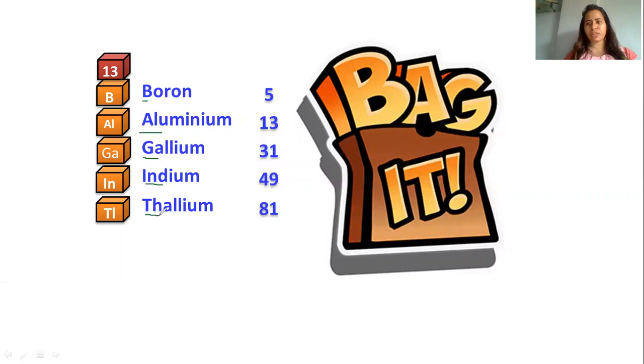If you want, you can go for Thailand also. Bal Ganesha in Thailand. There's a very big Ganesha statue in Thailand, so you can go for that. But you need to remember the symbol is Tl, not Th.